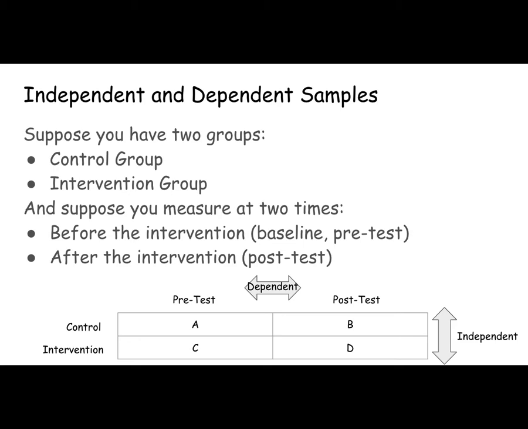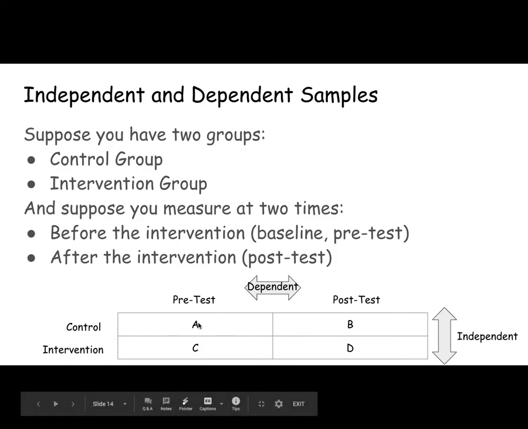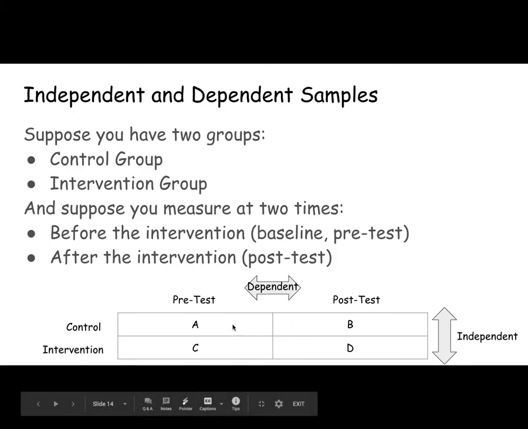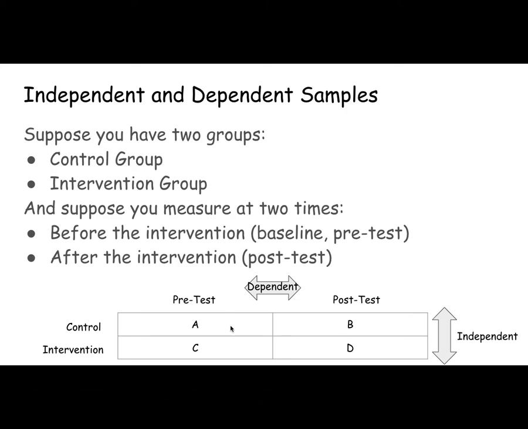So here's a common way that a study might be organized in the OT literature. They have two groups, the control group and the intervention group, and they measure them twice, before the intervention and after the intervention. So they've got these four measurements: the control group before and after, the intervention group before and after. All of this pre-test to post-test, that's dependent data. So within the control group, within the intervention group, that's dependent. Making comparisons between the control and intervention group, that's using independent samples.